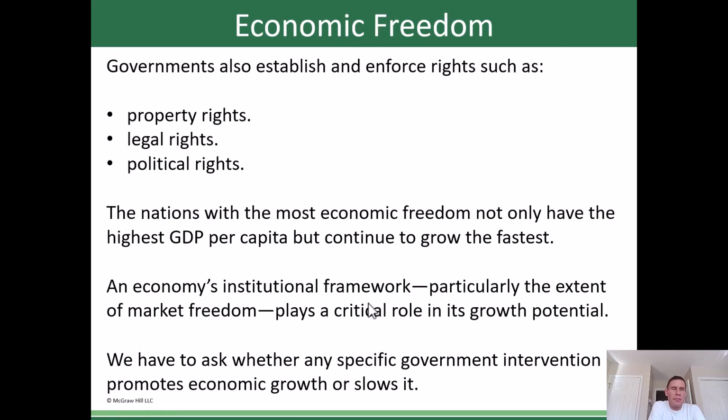So, economic freedom. Governments also establish and enforce rights such as property rights, legal rights, and political rights. The nations with the most economic freedom not only have the highest GDP per capita, but continue to grow the fastest. So these would be countries like the US and the UK, for example. An economy's institutional framework, particularly the extent of market freedom, plays a critical role in its growth potential, alluding to the earlier point. We have to ask whether any specific government intervention promotes economic growth or slows it, and that could go either way depending on what that specific intervention entails.